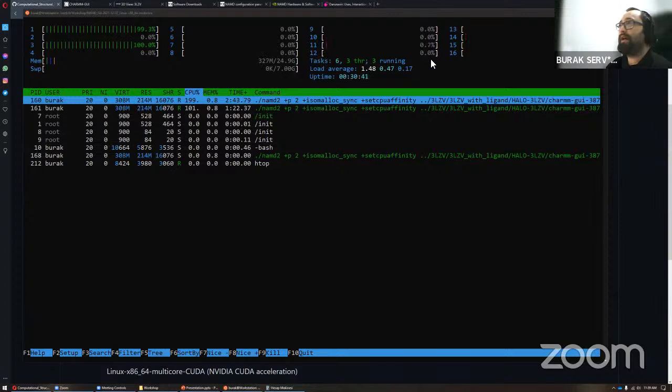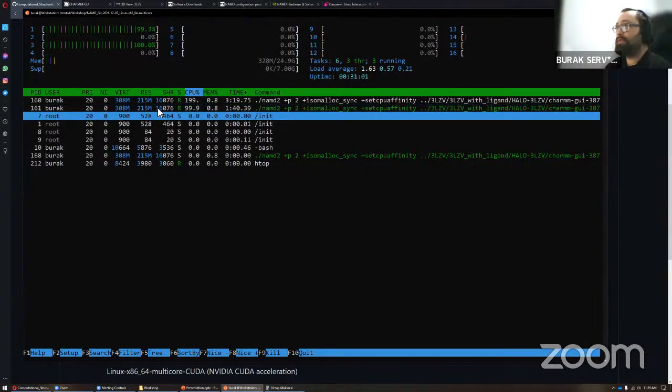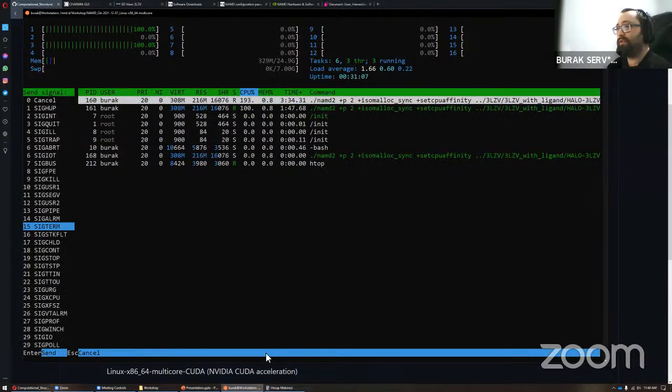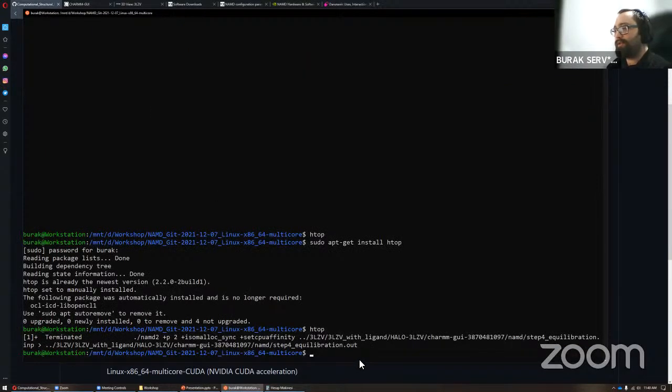Now you can see I have 16 cores and only one third of the cores are running for NAMD, it's here. Or if you want to, we can kill this process. I want to select this one, for example. Now you can press F9 to kill this process, and send the kill signal. Now the cores are not working, and we cannot see any NAMD process in this part.